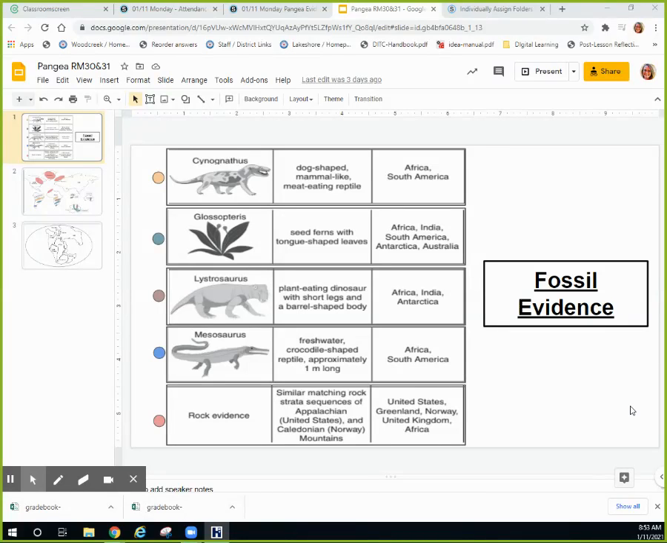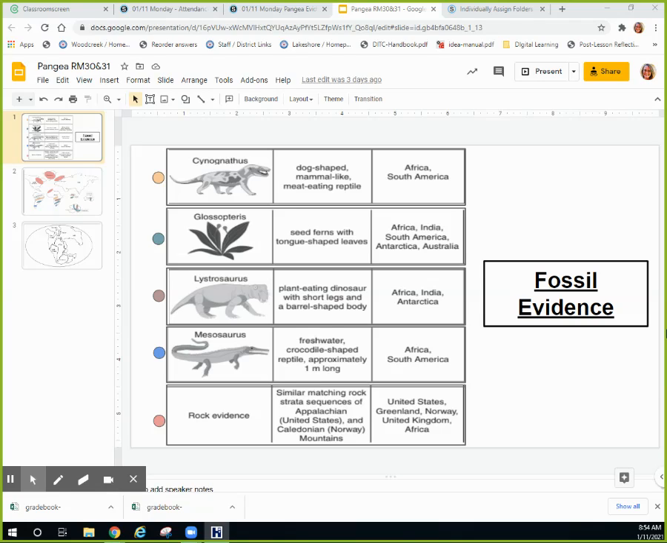Okay, so like I said before, today we're going to be talking about evidence that supports the theory of continental drift. The theory is basically stating that a long time ago, the continents were all joined together in a supercontinent, and over time, they drifted apart to their present locations.